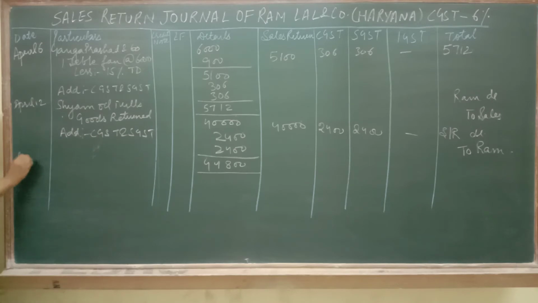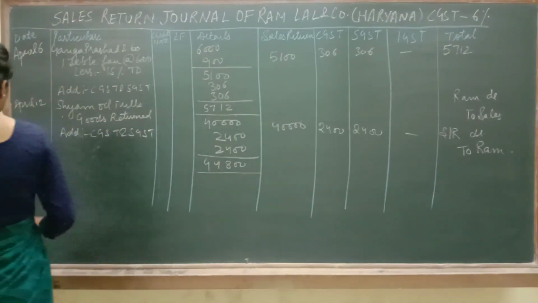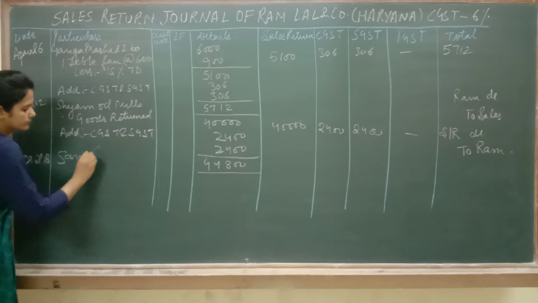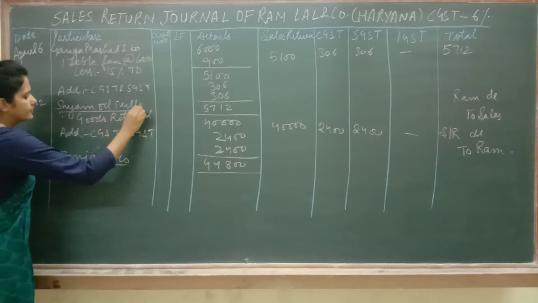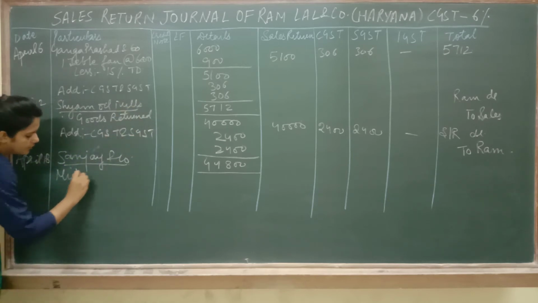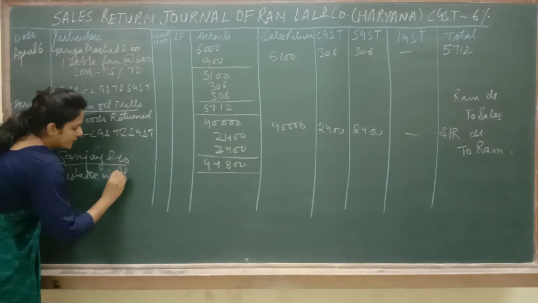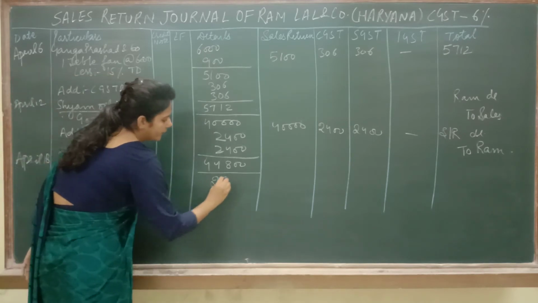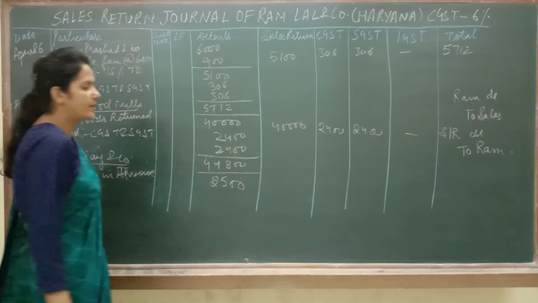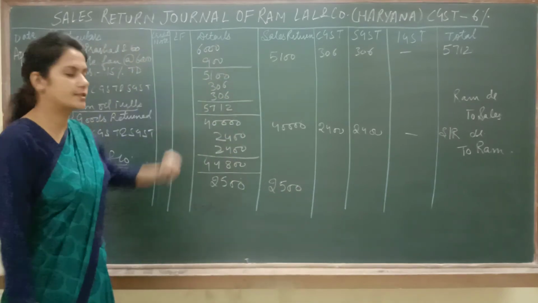So right here, April 18, and this invoice had been given to Sanjay and Company. So write here Sanjay and Company. Fine. Then right here, mistake in invoice. The mistake is of rupees 2,500. As trade discount is not applicable, it's not there. So write the same amount in this column, sales return.